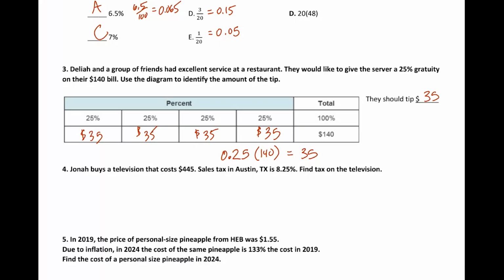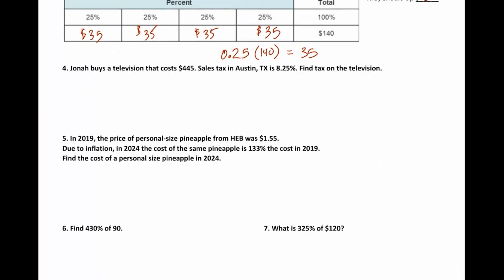Number 4 says Jonah buys a television that costs $445. Sales tax in Austin, Texas is 8.25%. Find the tax on the television. So this is not asking for the total price. It's just asking for the tax. And so what we want is 0.0825, that's the percent as a decimal, times 445.